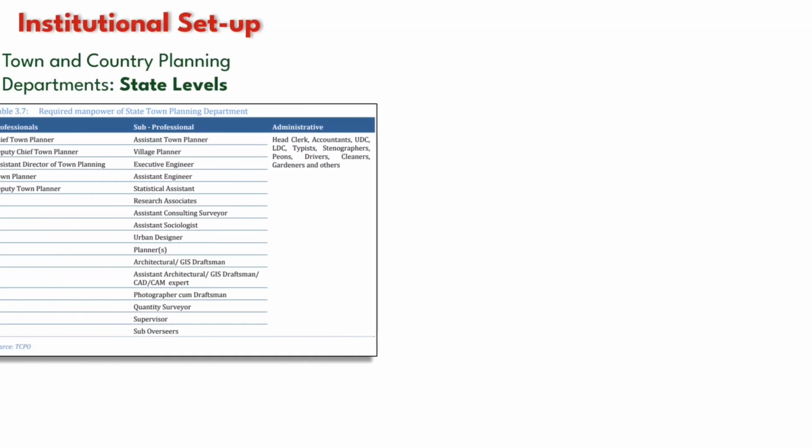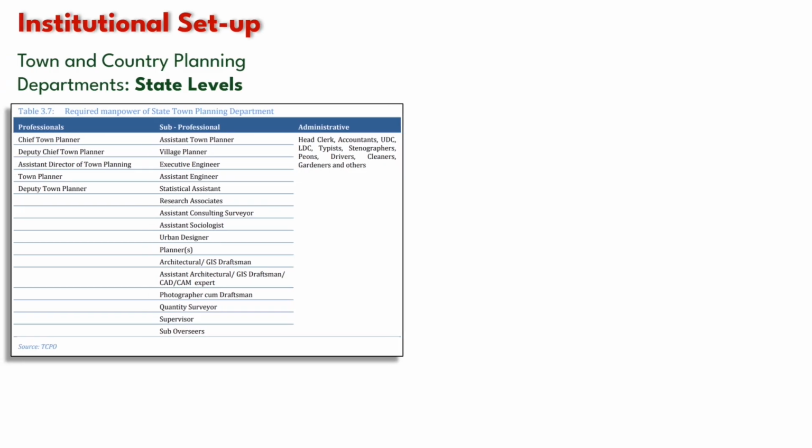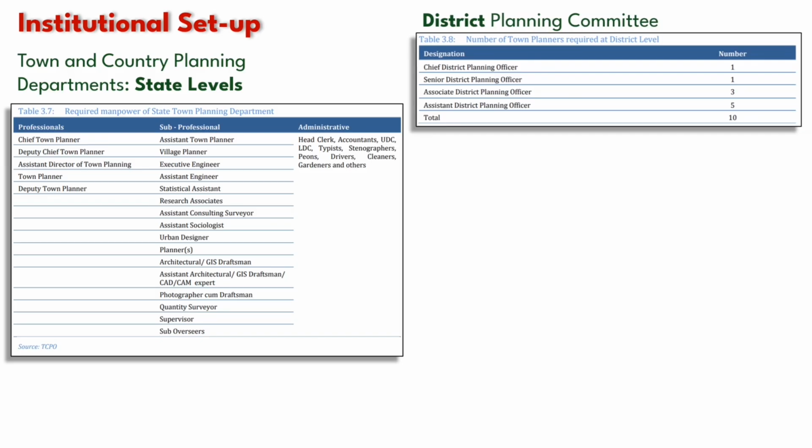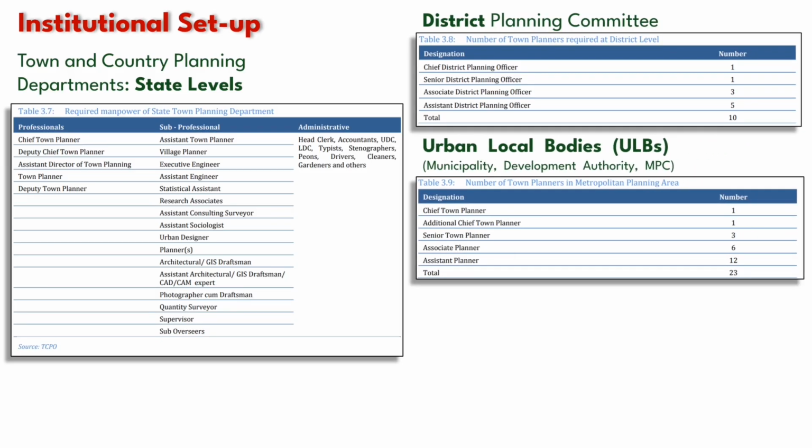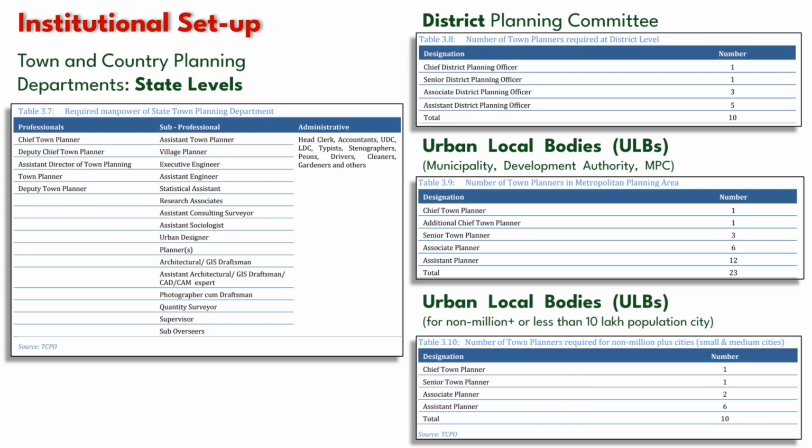URDPFI guidelines also talk about the institutional setups at different levels. For example, at state level, Town and Country Planning Department is headed by Chief Town Planner. At district level, District Planning Committee is headed by Chief District Planning Officer. At city level, urban local bodies such as municipality, development authorities will be headed by Chief Town Planner. So on the screen, you can see the entire institutional setup from a city to state level. Just go through once and you will understand each and every position of this institutional setup.